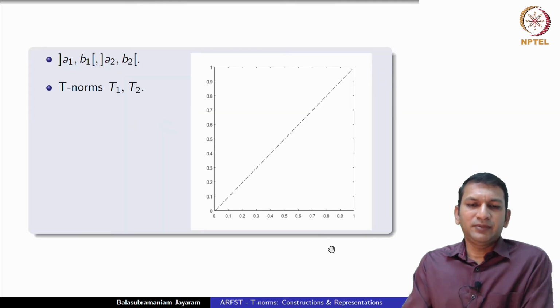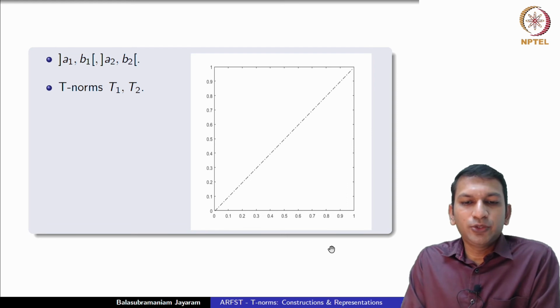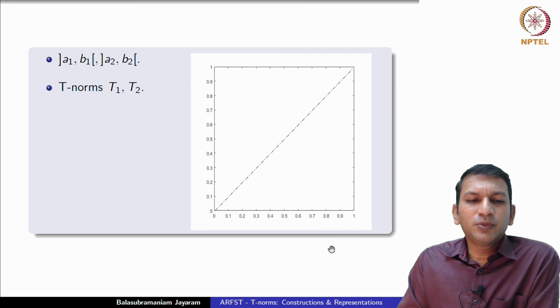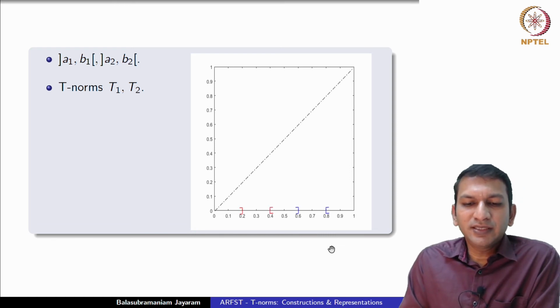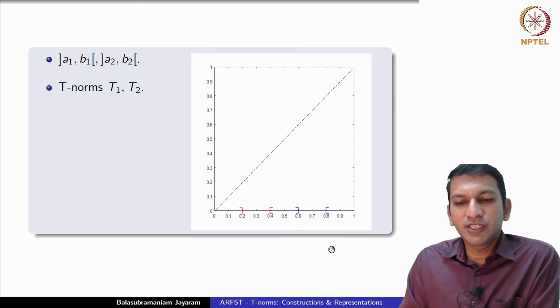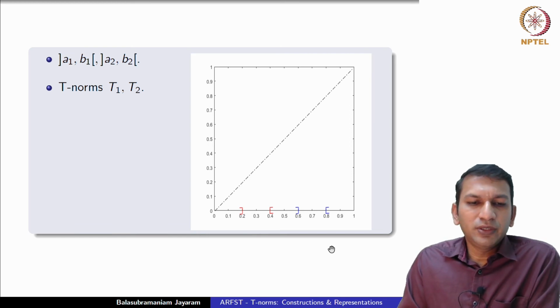What do we have here? So let's take the unit interval, and you see the diagonal plotted there. Let's for the moment take 2 intervals, A1, B1, A2, B2, and we are given 2 t-norms, T1 and T2. So in this case, A1, B1 is just 0.2, 0.4 and A2, B2 is 0.6, 0.8 on the figure. So note that these are open intervals. And we are given 2 t-norms, T1 and T2. What do we want to do with this?